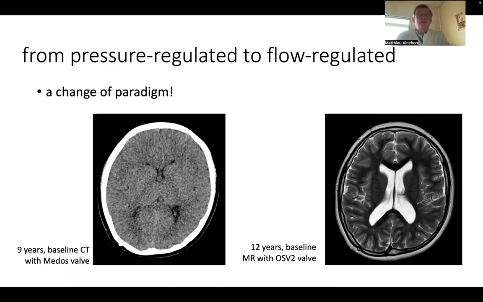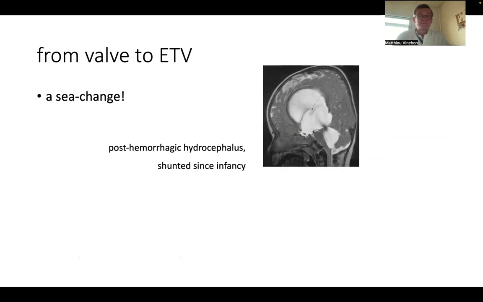So sometimes we go from a pressure-regulated to a flow-regulated valve, and it is for the patient a change of paradigm. In this patient, we had initially a baseline CT with slit ventricles with a Meadows valve, and in emergency he went to another center where he had a shunt revision with implantation of an OSV2 valve, and this is his new baseline imaging, which shows much more normal ventricular size.